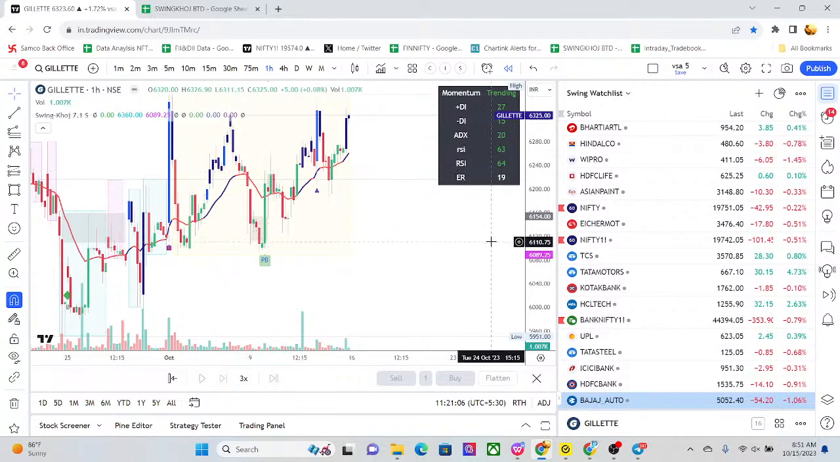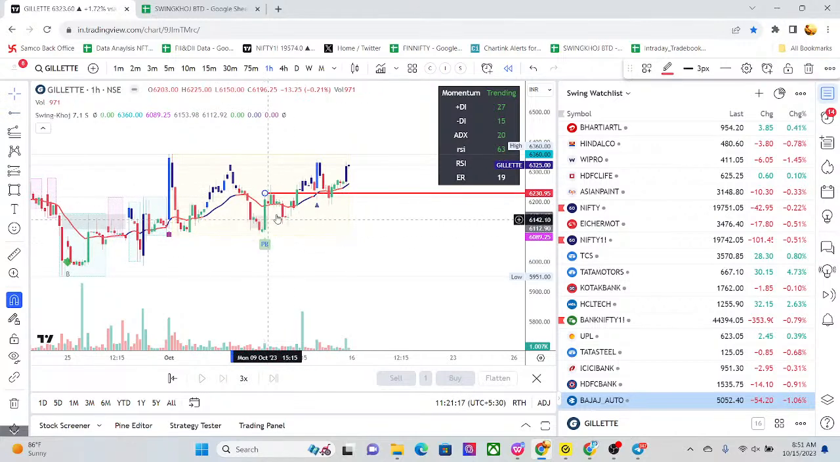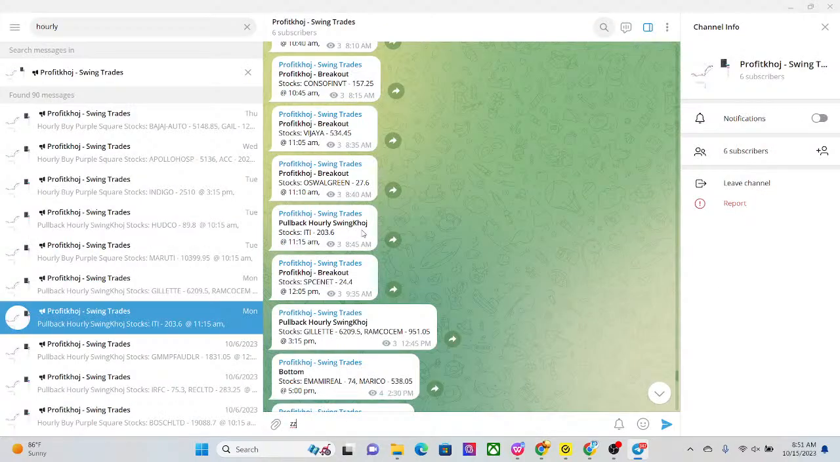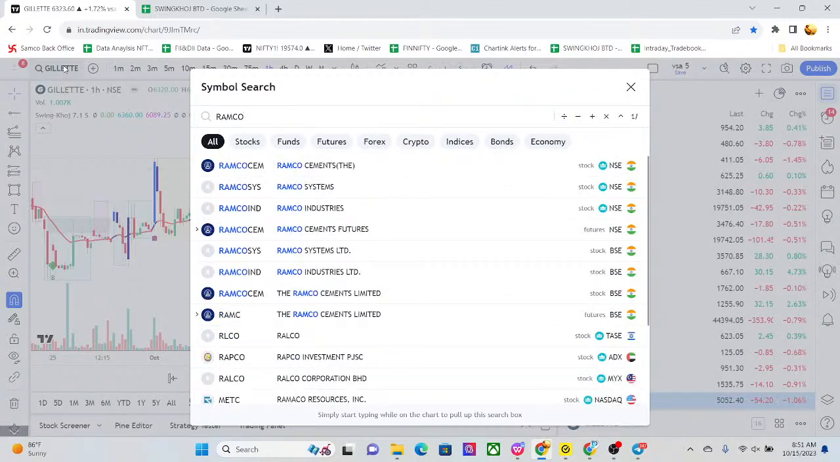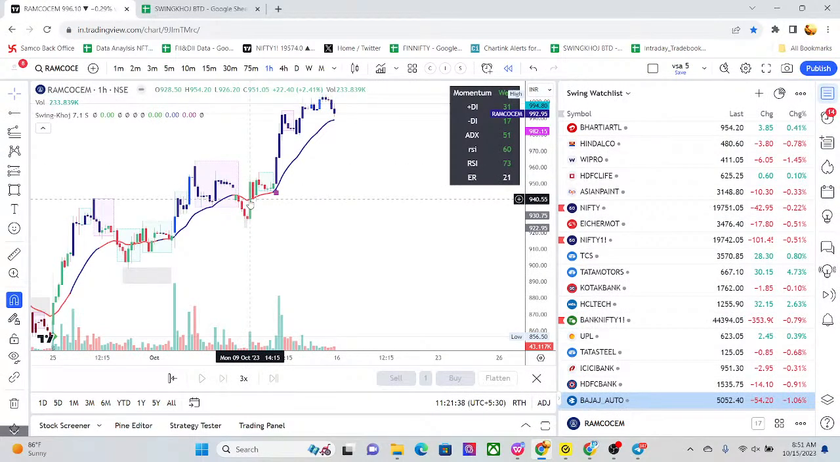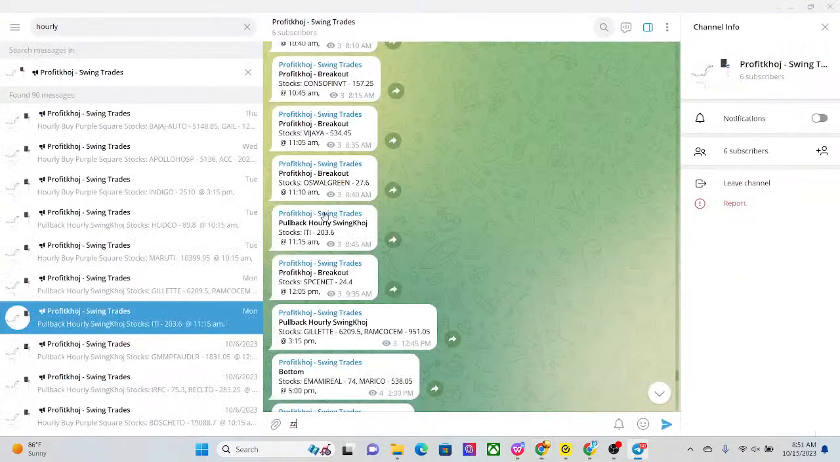This candle, right? So this is pullback hourly. You'll enter here. I think target is almost done here. You see Ramco Cement. So 9th October again. This is the high. Okay, enter here. Stop loss here. It's also targeted, right?